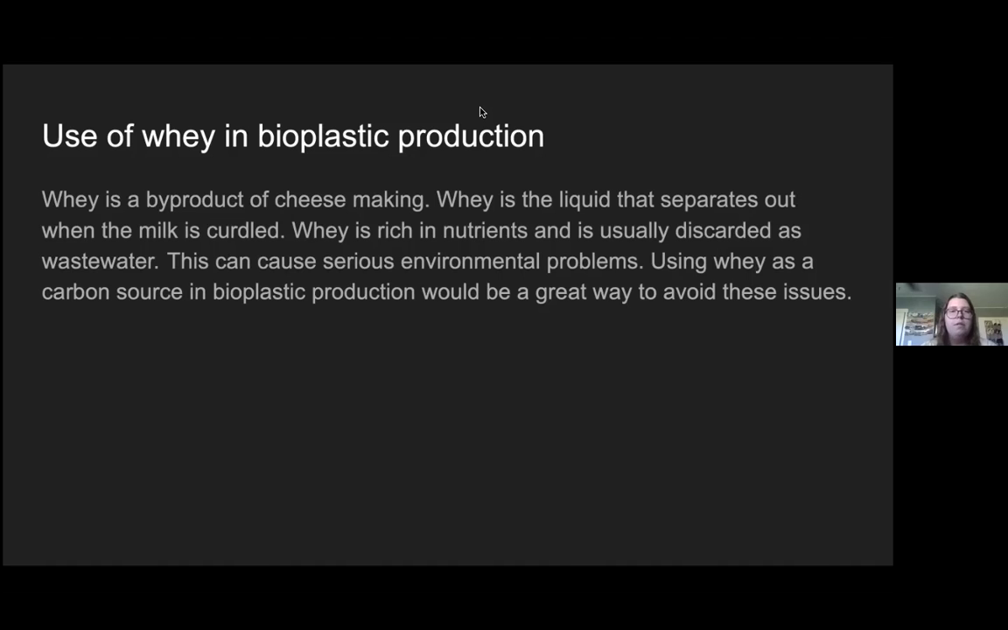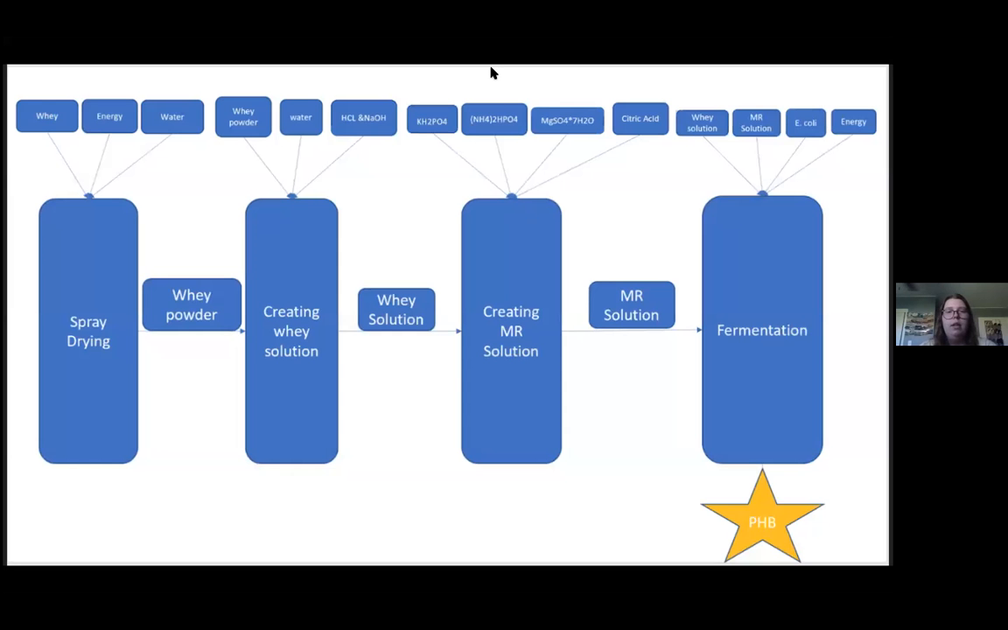So I looked into the use of whey in bioplastic production, and whey is the byproduct of cheese making, the liquid that separates out when the milk is curdled. It is often rich in nutrients and discarded as wastewater, but that can cause serious environmental problems. So using whey as the carbon source in PHB production would be a great way to avoid these issues. And this is just a flow chart of the creation of PHB.